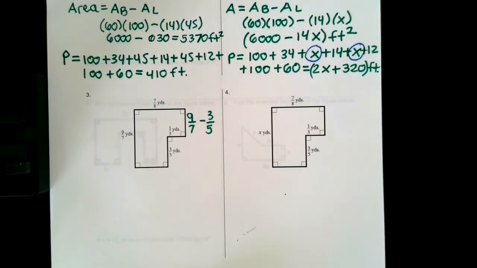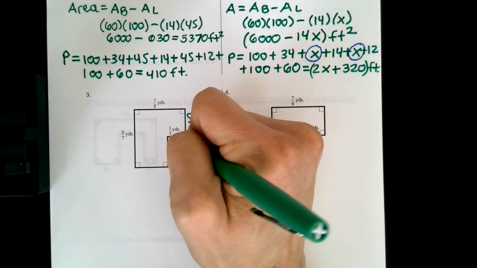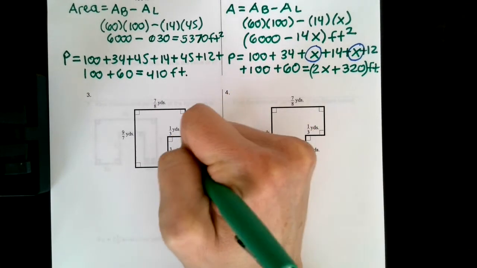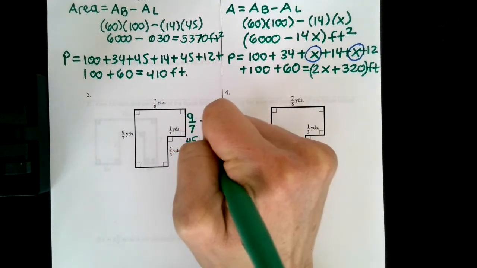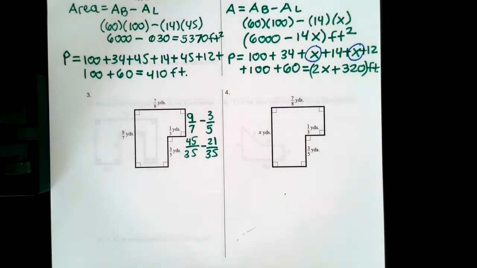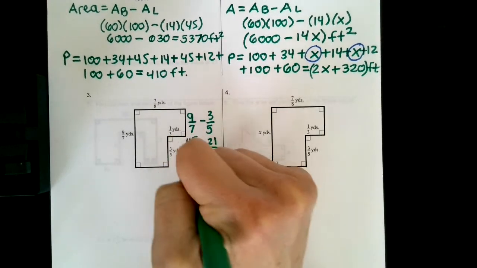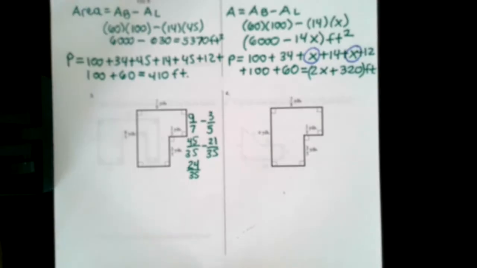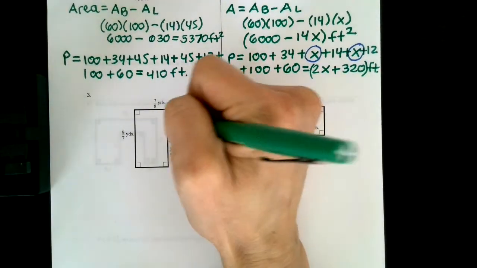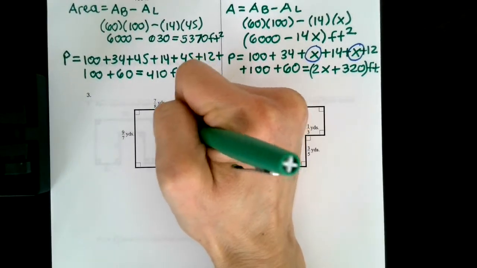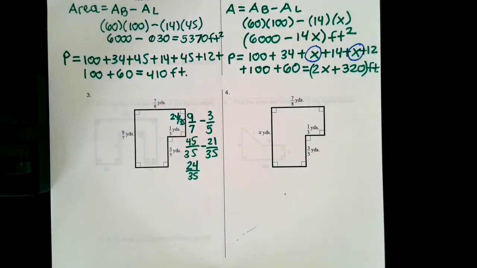In order to subtract fractions, you have to find common denominators. So I'm going to change these to 45 over 35 and 21 over 35. 7 times 5 is 35. That was the easiest way to find a common denominator. So this new length is going to be equal to 24/35. All right, so I'm going to write it in the figure, 24/35 is my missing length up there.